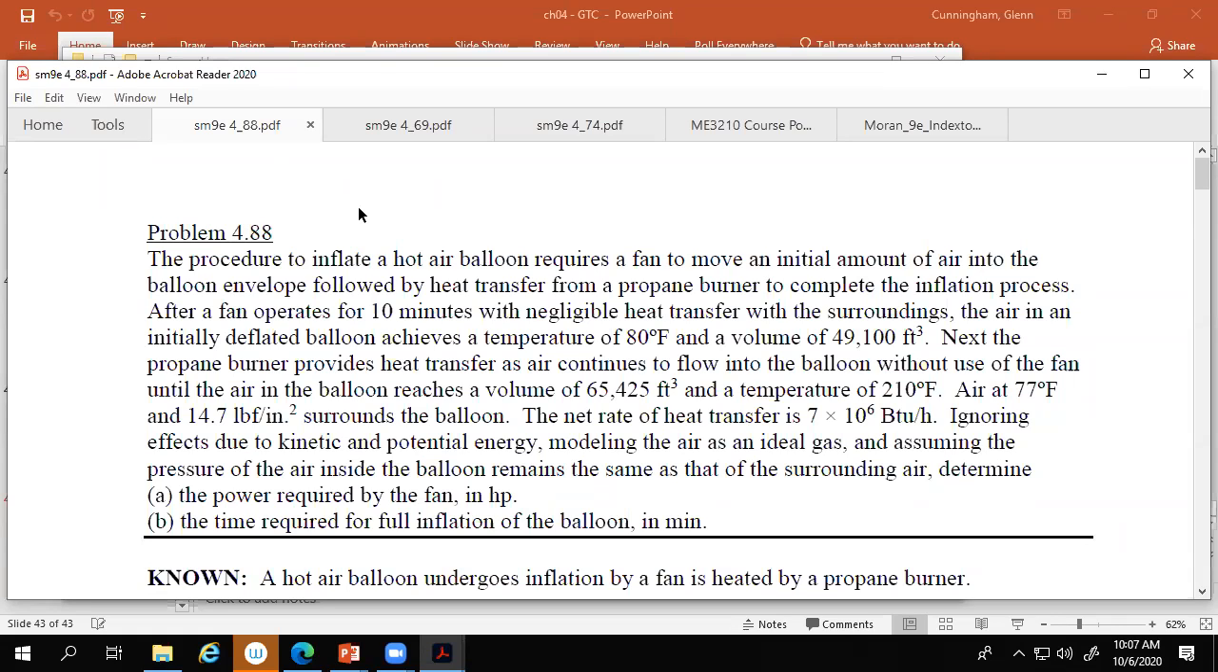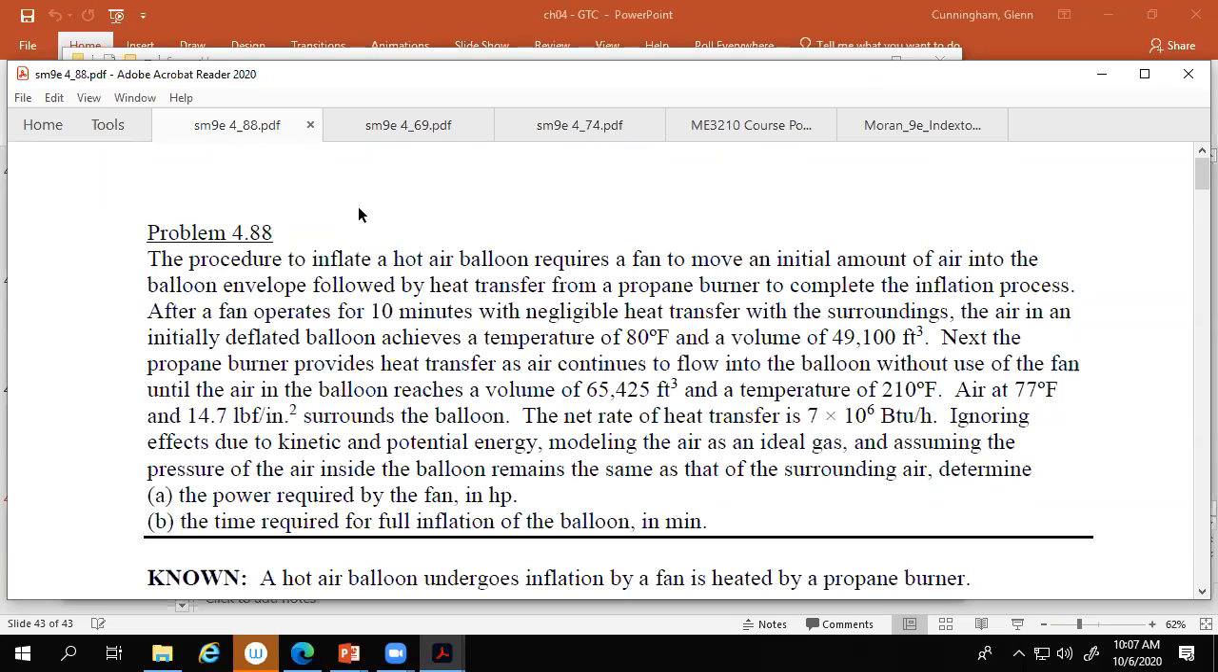Okay, so I took 4 minutes in the ASHRAE tirade. All right, so it's 10:07. The procedure to inflate a hot air balloon was kind of weird. I never really thought about inflating hot air balloons. It requires a fan to move an initial amount of air into the balloon envelope, followed by heat transfer from a propane burner to complete the inflation process. So we've got a two-step deal going on here.